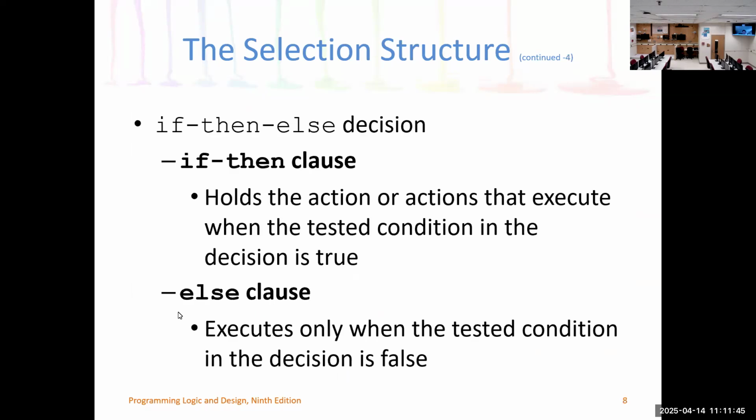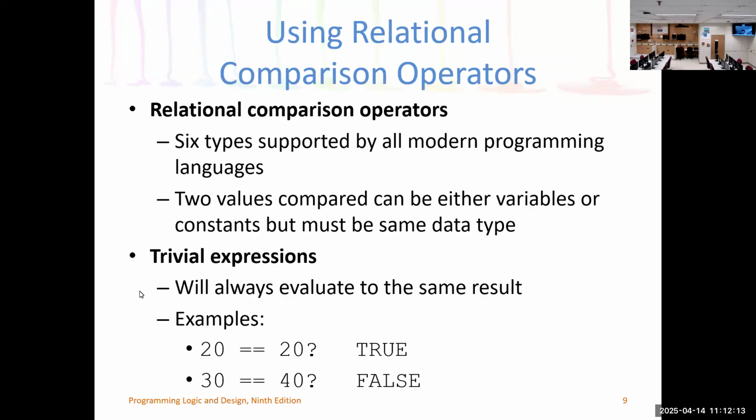So basically, when you work with pseudocode, whenever you work with selection, you have an if, then, and else decision, right? So the if-then clause holds the action or actions that execute when the test condition in the decision is true. Right? So you see, if you check the condition and the condition is true, you do something here after then, right? And the else clause executes only when the test condition in the decision is false. That's why they work with the if and else here, right?